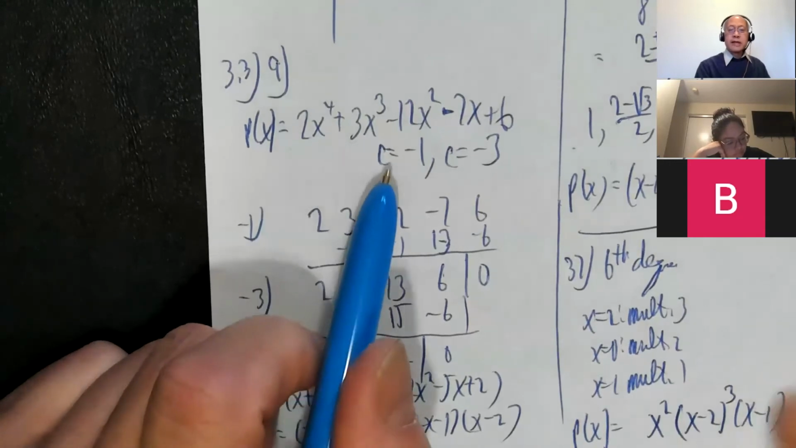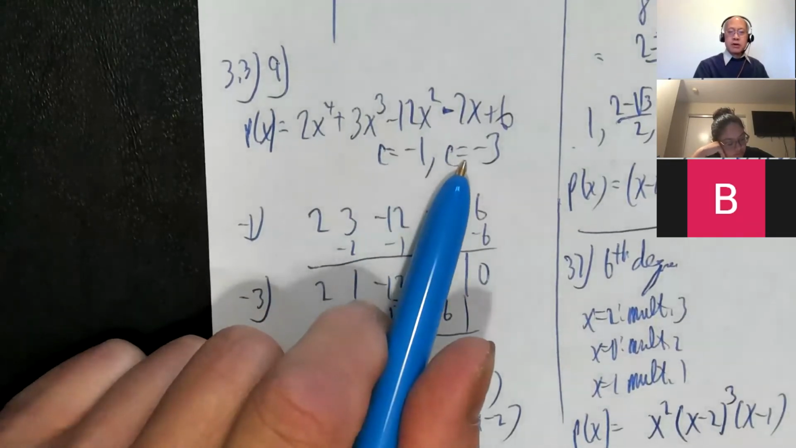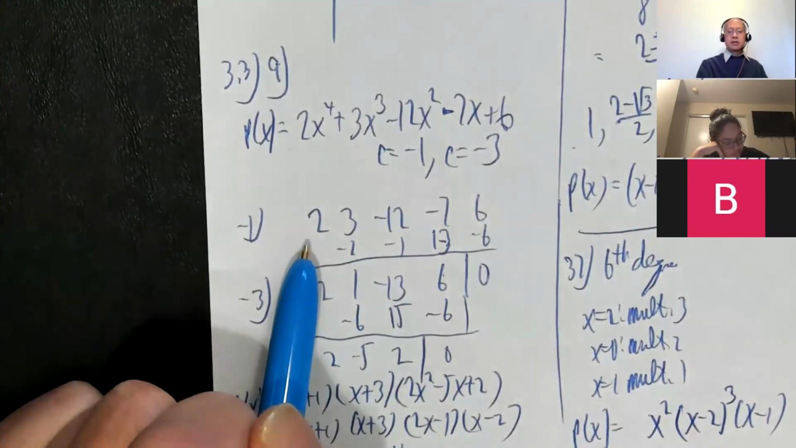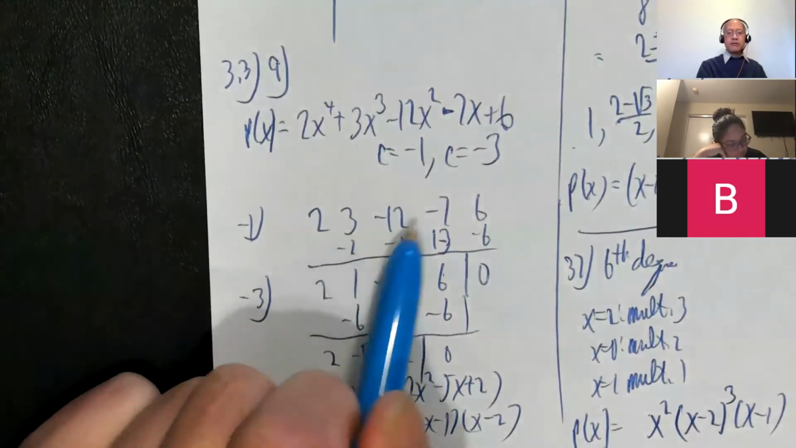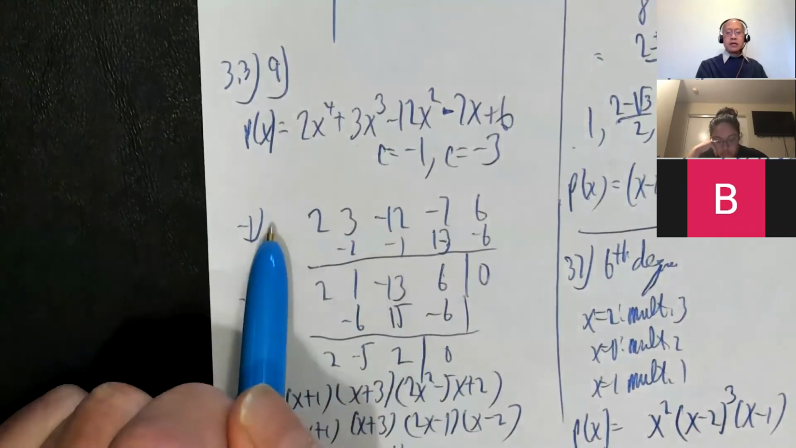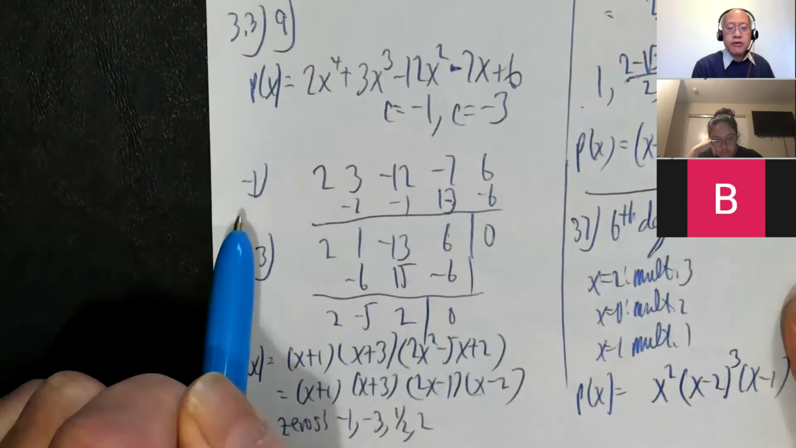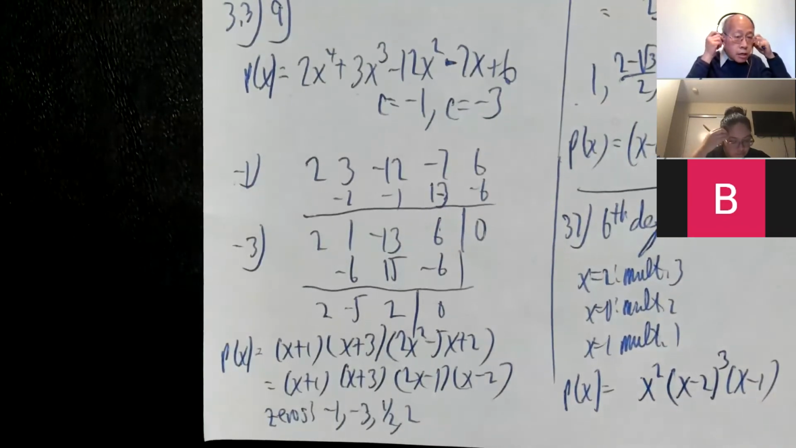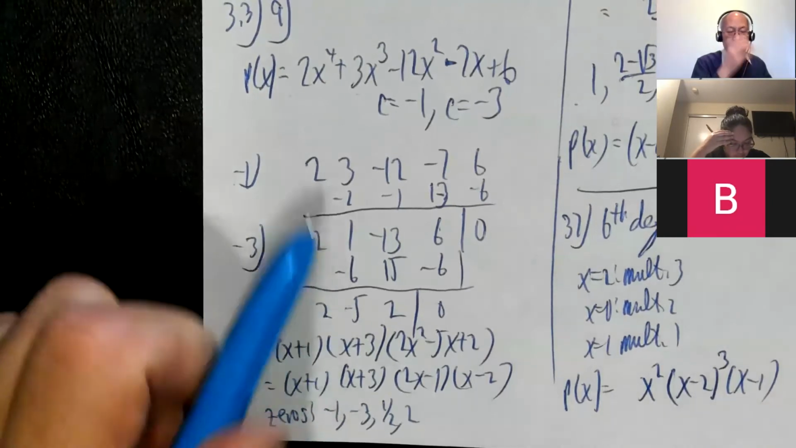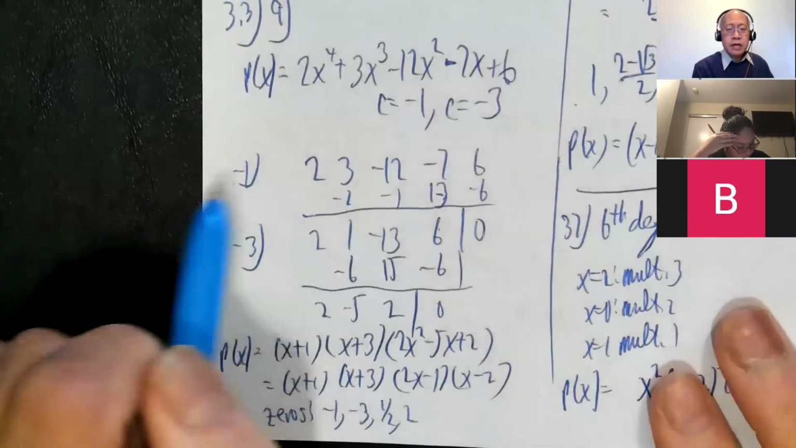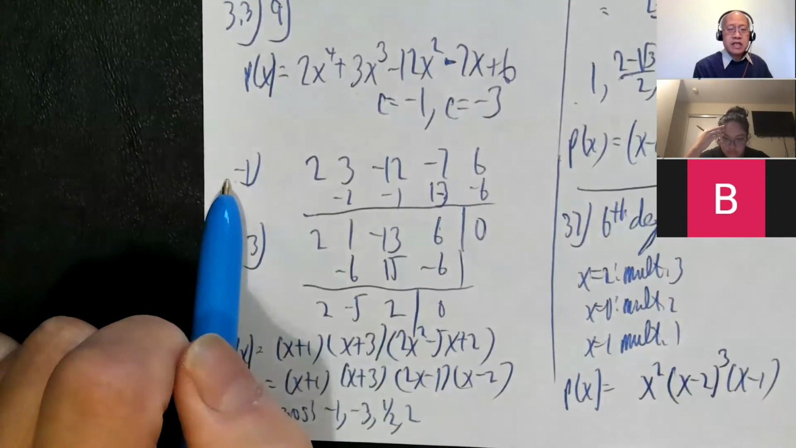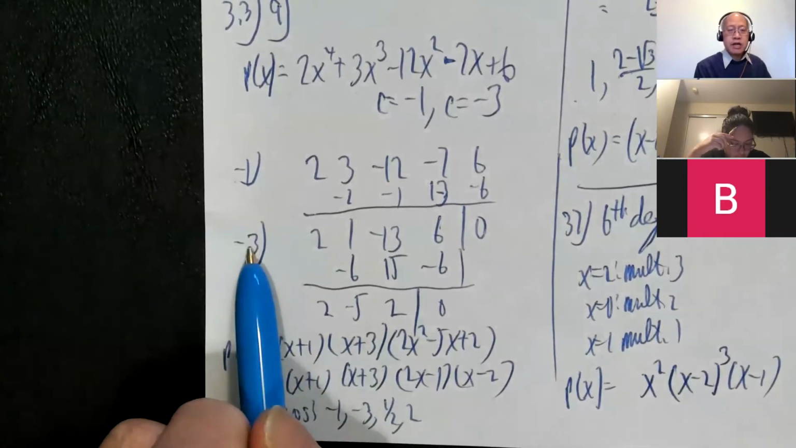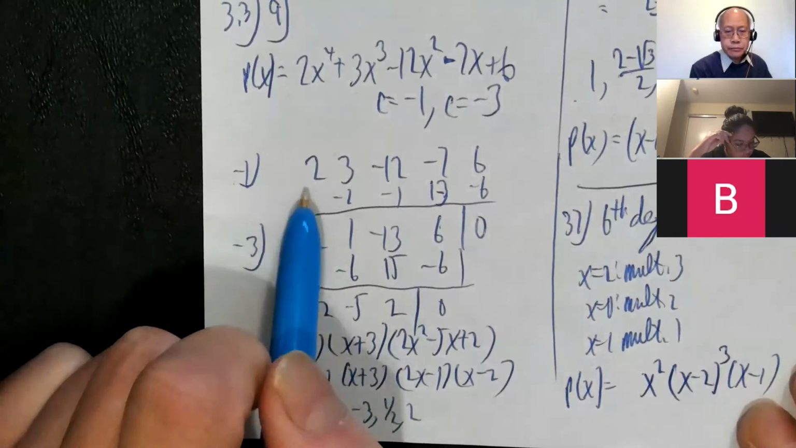All right, so they tell me -1 works, -3 works. So 2, 3, -12, -7, 6, and c equals -1, which in terms of factors, the factor would be x plus 1. Is that right? That's the way it works. So p of -1 is 0. That means not x minus 1, but x plus 1 will be a factor. And likewise, -3 here means x plus 3 is a factor.